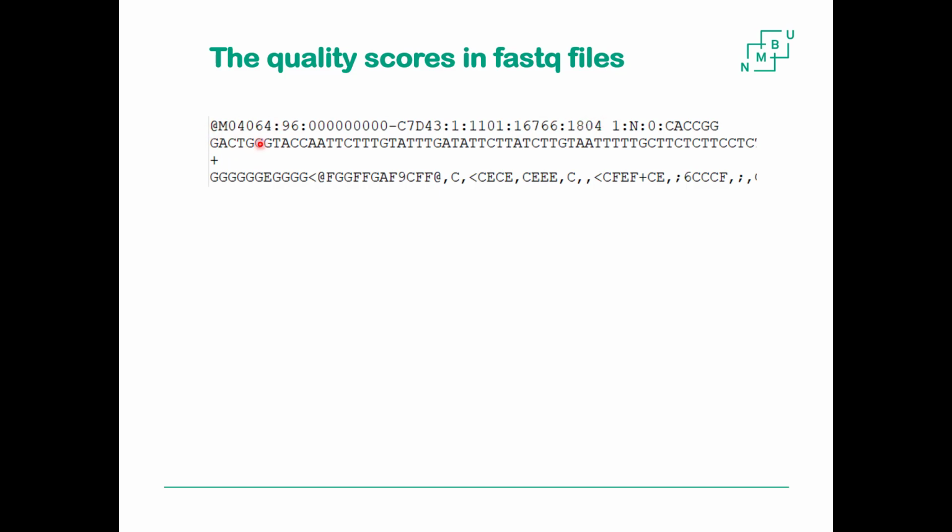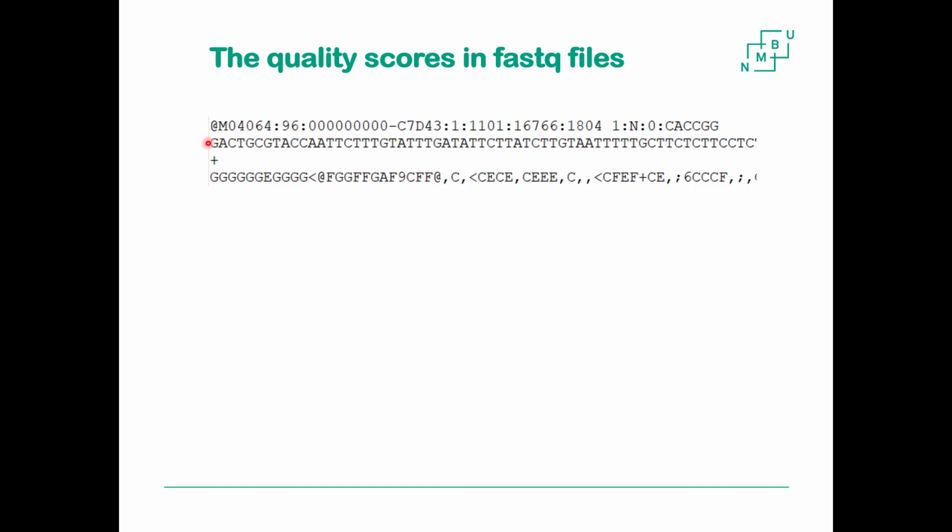The second one is the sequence itself. This is the read. This is the DNA sequence, 1 line. We only see the first part of it here. Then there is what we call the plus line, which is usually empty, but it could also contain some extra information that was not in the header. And then the 4th line is what we call the quality line.